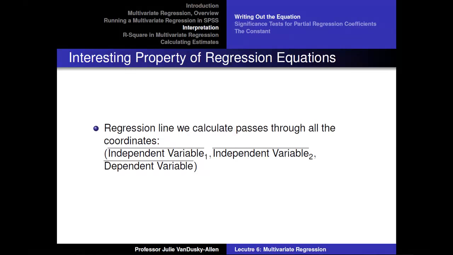Recall that in bivariate regression, the regression line went through the coordinate mean of the independent variable and the mean of the dependent variable. The same is true for multivariate regression. The regression line we just calculated passes through the coordinate mean of all the independent variables and the mean of the dependent variable.